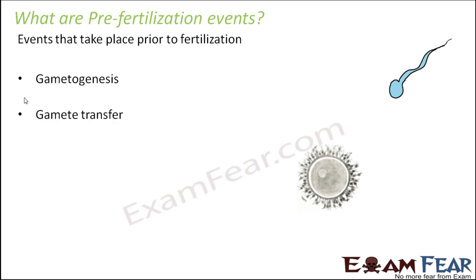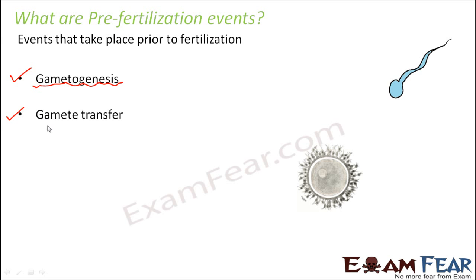Now for fertilization to take place, what do you need? You need the gametes, because fertilization is fusion of gametes. So for that you need to form the gametes. The gametes need to be formed. So gametogenesis is one thing that has to happen in pre-fertilization events. That is formation of gametes.